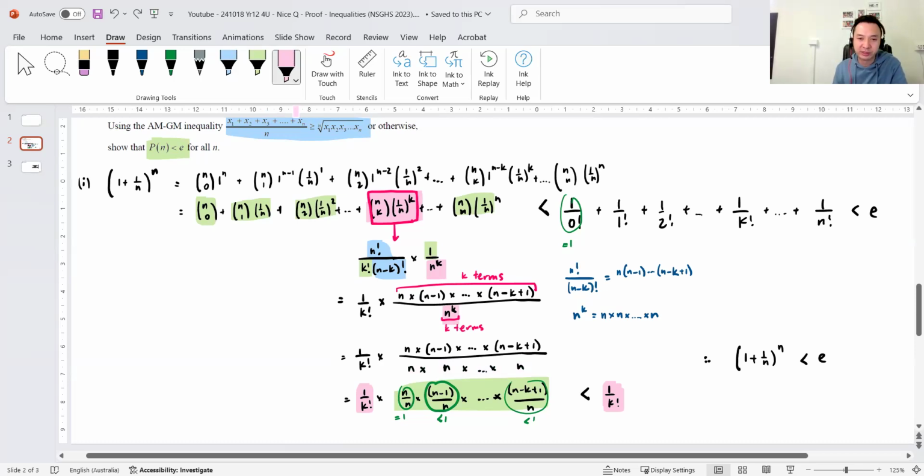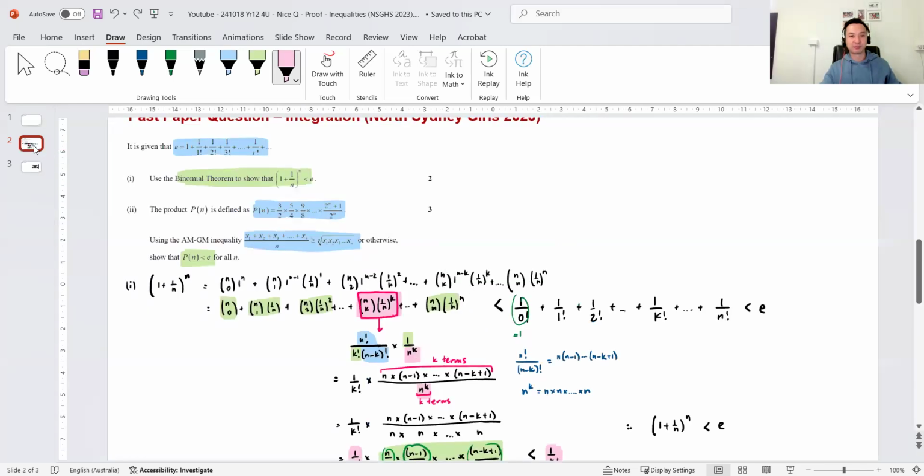Because all of the fractions, excluding the first one, are less than 1, pink times anything less than 1 is going to be less than pink. Great. So the general term is less than 1 on k factorial. Then for each of the other terms in the binomial expansion, put them in, and you can see visually that it is less than e, because e is the same expression but goes on forever. Done. Guys, the binomial expression is less than e. Wow, okay, that's nice. Now, that's 2 marks.